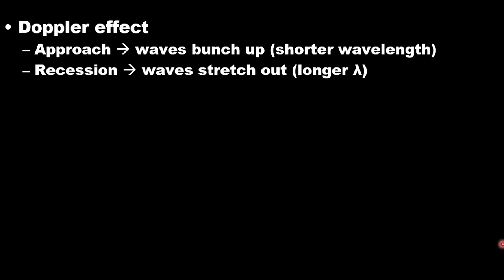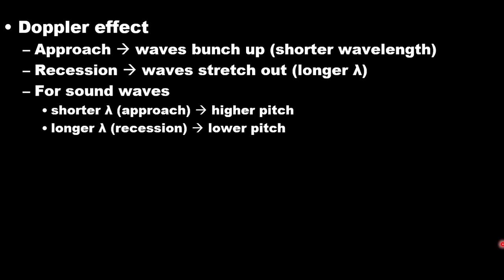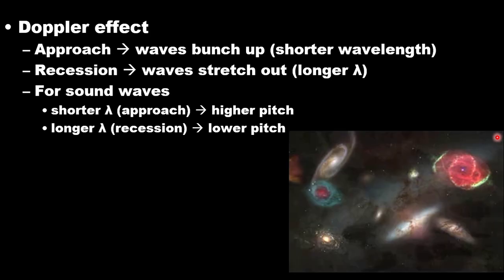And one place where you see this, and you'll be familiar with this, is in sound, because the pitch of a sound depends on the wavelength. So as an object is approaching you, the wavelengths bunch up, you get a shorter wavelength, and therefore you would hear a higher pitch. On the other hand, an object moving away from you or receding from you, the waves stretch out due to the Doppler effect, and you get a lower pitch. And this is a very familiar phenomenon to all of us that's illustrated in this video clip.